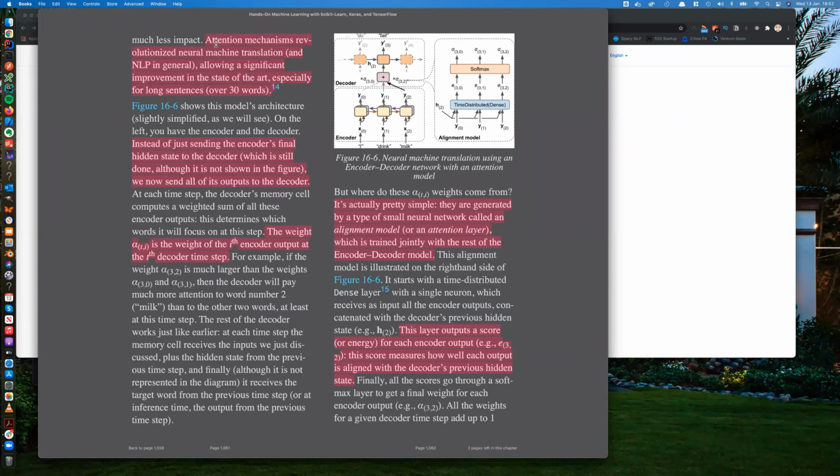They said attention mechanisms revolutionized neural machine translation and NLP in general, allowing a significant improvement in the state of the art, especially for long sentences over 30 words. Okay, so that's just a little bit of a plug for them.